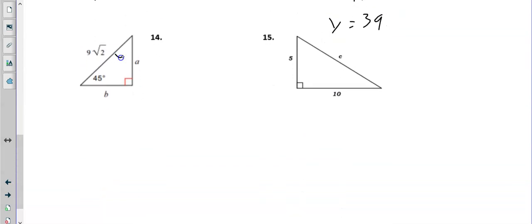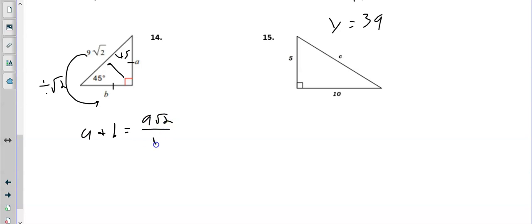All right, 45, 45, 90. I have the hypotenuse. These legs are both equal, so A and B are the same thing. When I go from the hypotenuse to the leg, I am getting smaller, so I divide. The magic number on a 45, 45, 90 is radical 2. Therefore, A and B are both equal to 9 radical 2 divided by radical 2. Those cancel, simply 9.